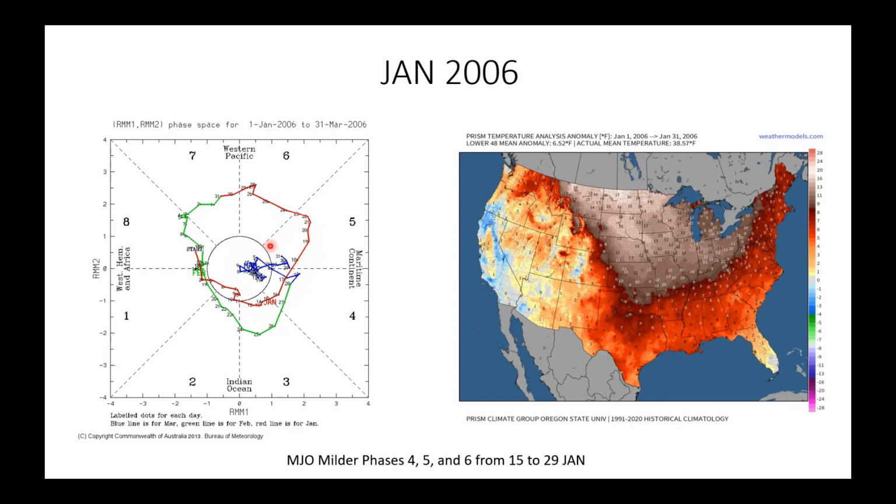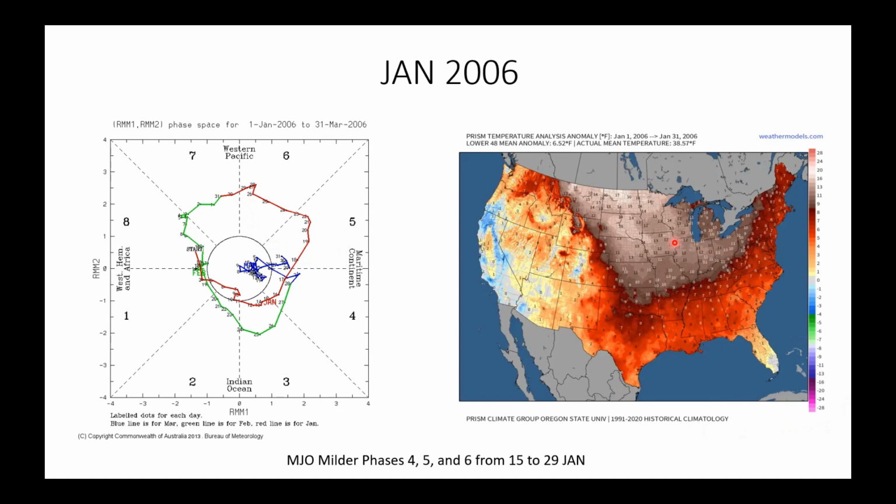Look how far the red line is from the center of the diagram. That indicates stronger amplitude. So with stronger amplitude MJO in the milder phases, we have convection, enhanced rainfall generally concentrated over the equatorial areas of the Western Pacific, specifically over Australia, the maritime continent, and into the Western Pacific as a whole. Milder phases of the MJO from 15 to 29 January.